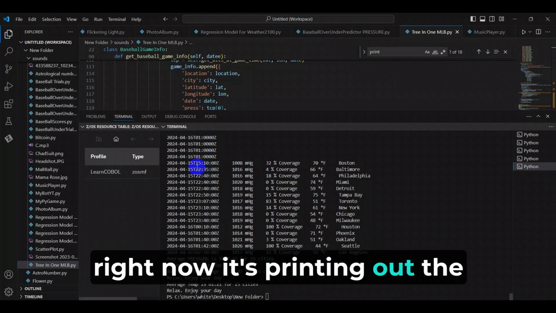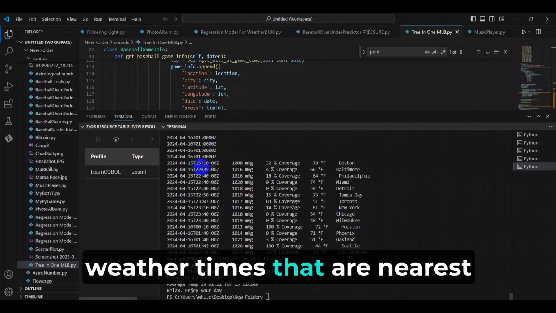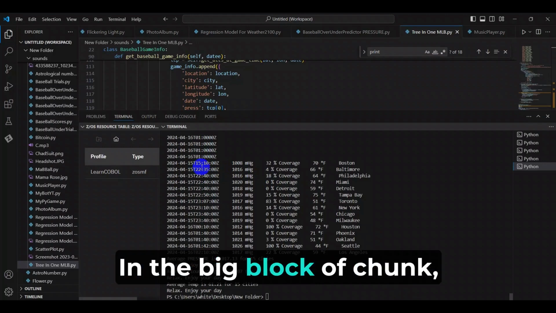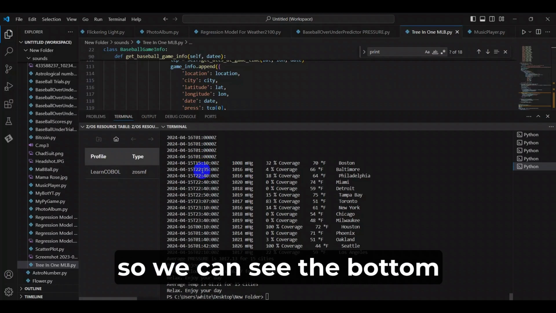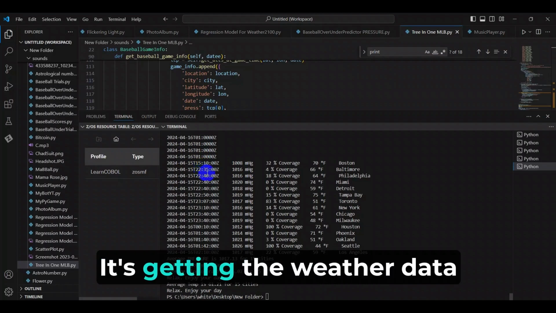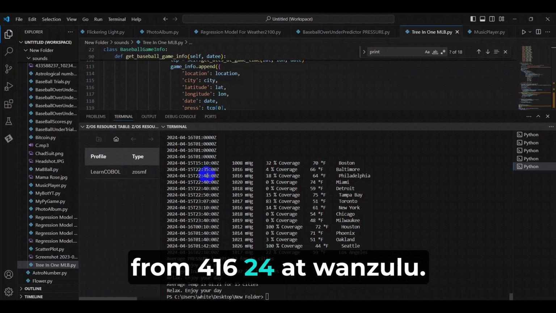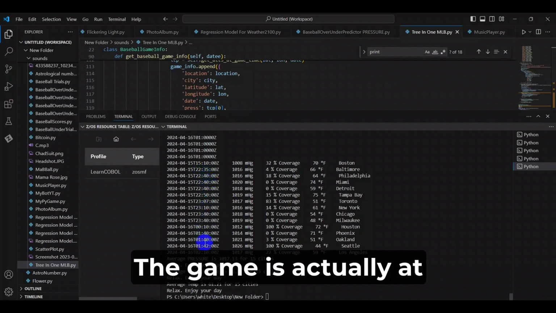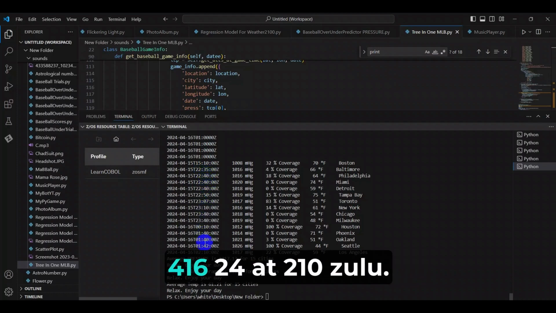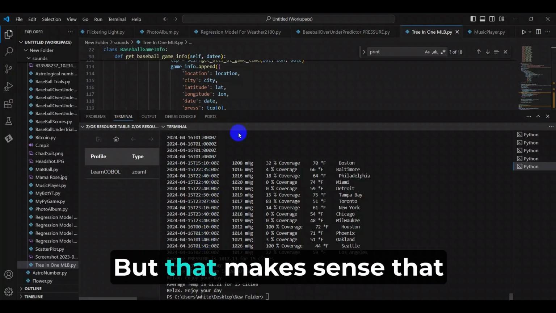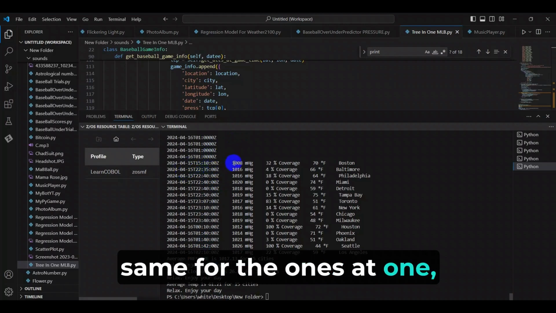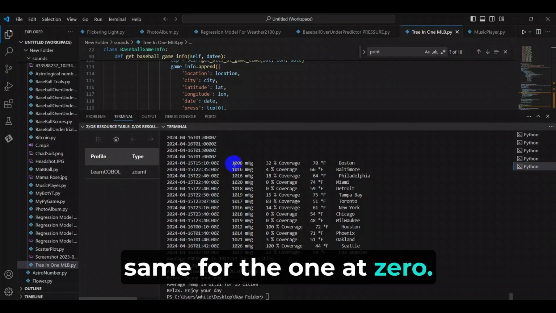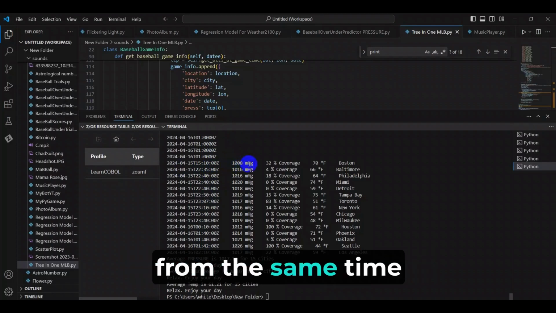Right now it's printing out the weather times that are nearest to the game times. In the big chunk, we got the actual game times. So we can see the bottom two there. It's getting the weather data from 4/16/24 at 1 Zulu. The game is actually at 4/16/24 at 2:10 Zulu. But that makes sense that that's the closest hour. Same for the ones at 1, same for the one at 0. So those are all coming from the same time area.